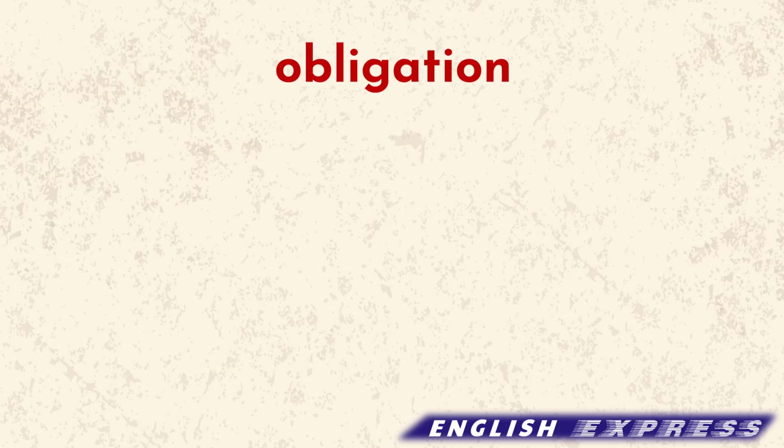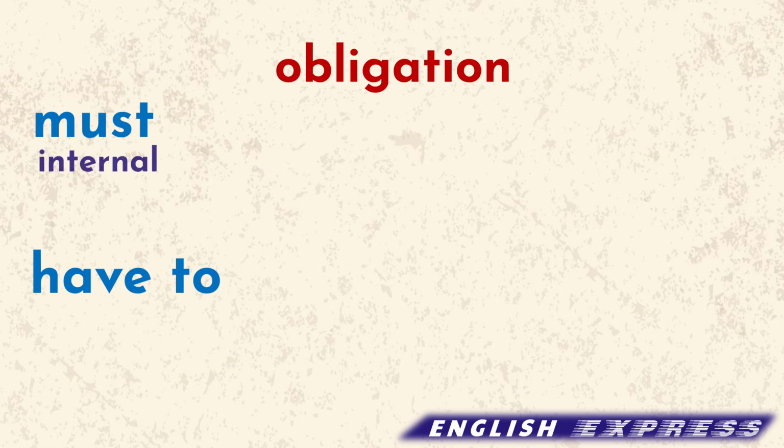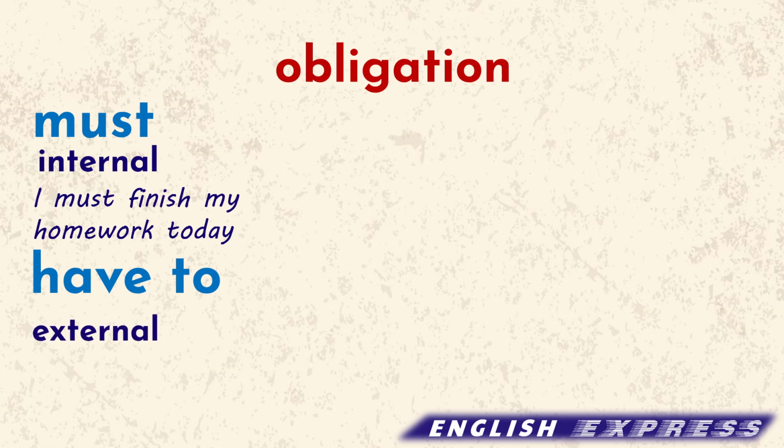Obligation. Be careful with this one. We have must and have to. Usually we talk about must for something which is internal. For example, I must finish my homework today. It's my decision. Whereas have to is usually something external. For example, I have to wear uniform at school. I don't like it, but I have to.